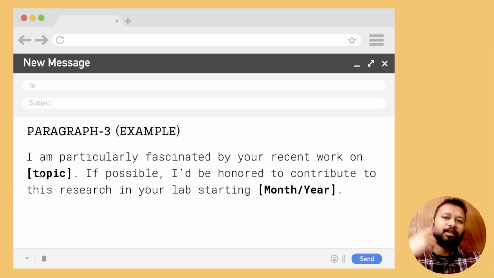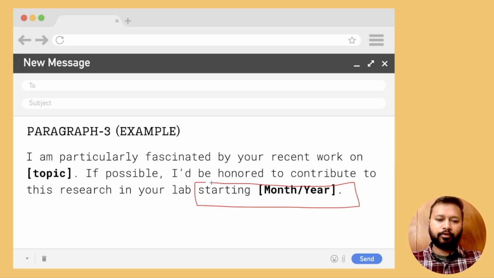As I said, this is the part of the previous paragraph, and if possible, I would be honored to contribute to this research in your lab. This part is optional. Okay, starting month or year, this is optional. If you want, you can keep it, or if you don't want, you can just write it till here. So this is going to tell the other person that you are fascinated by their work on a particular topic and you are interested to contribute to that. Okay, you don't just want to join the lab, you want to contribute to the research.